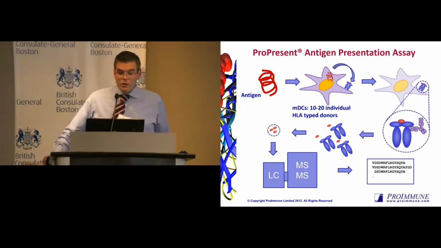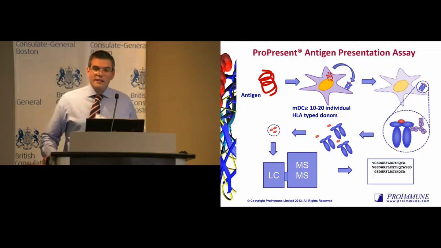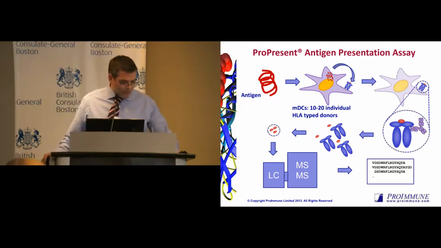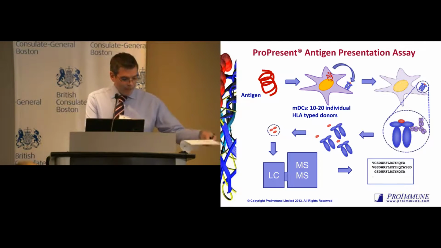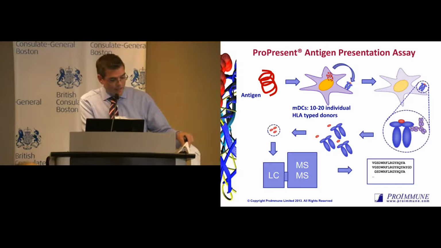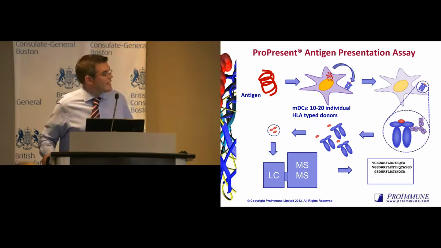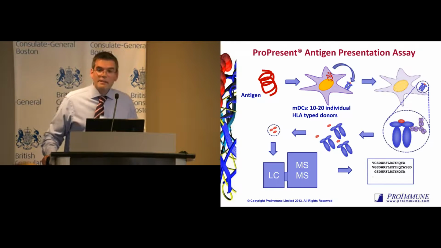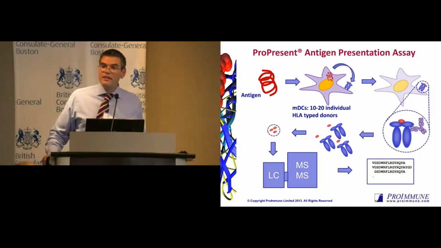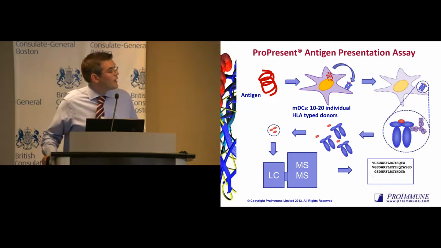So the first assay I'm going to talk about is called our ProPresenter antigen presentation assay. Now ProPresenter is an assay which directly measures MHC peptide presentation on monocyte-derived dendritic cells that have been cultured with a protein of interest, and we use tandem mass spectrometry to sequence the peptides that are naturally processed and presented in the context of MHC molecules.